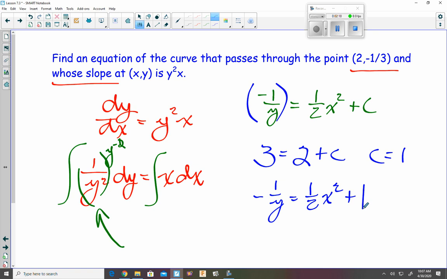And again, we could manipulate that depending on what we're trying to do, but that is an equation of that curve. It didn't tell us it had to be in any special form, so we'll just leave it right there.